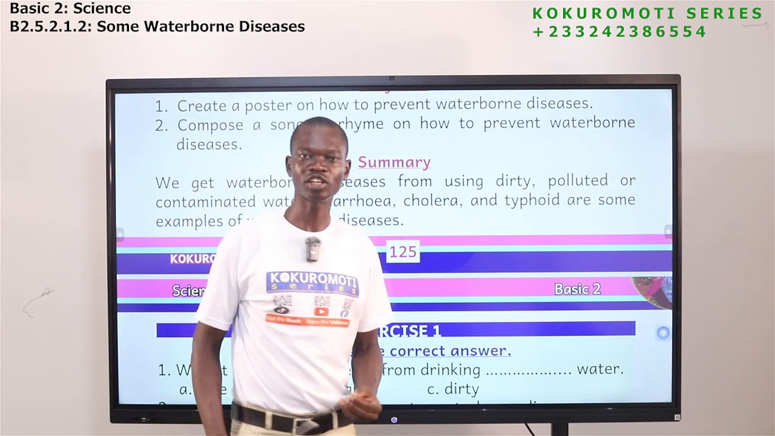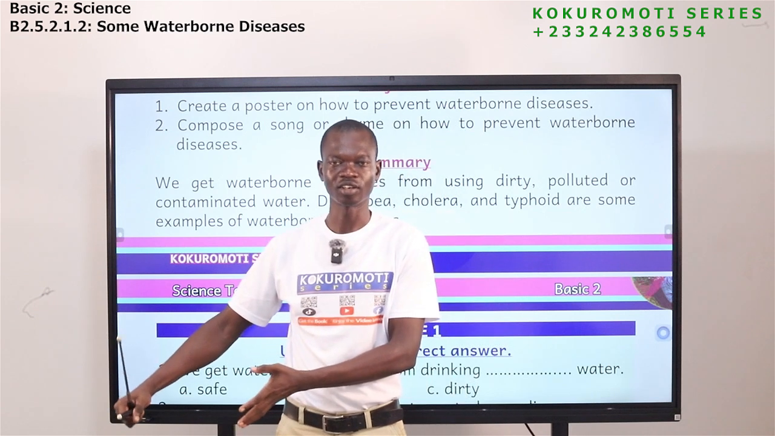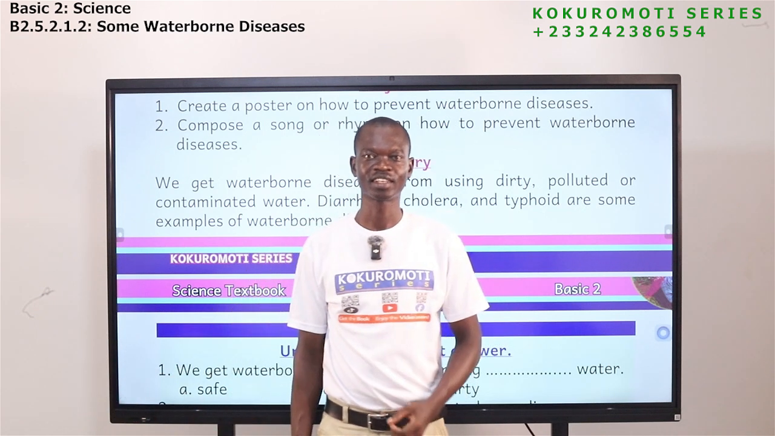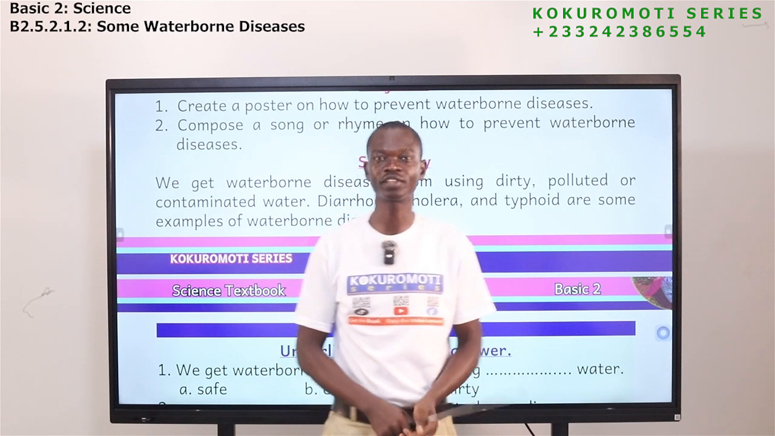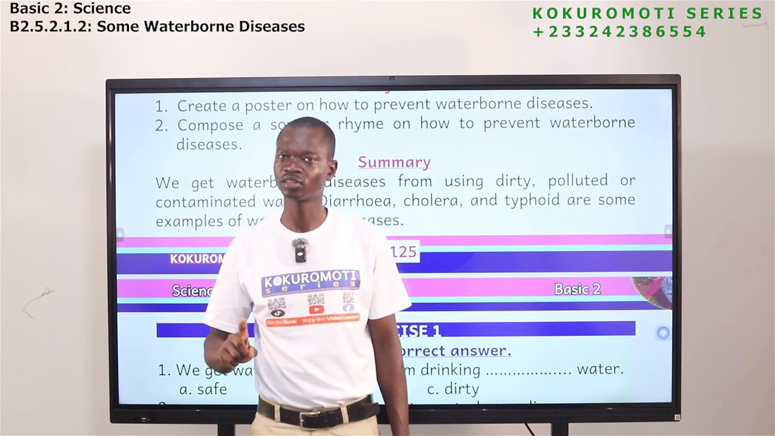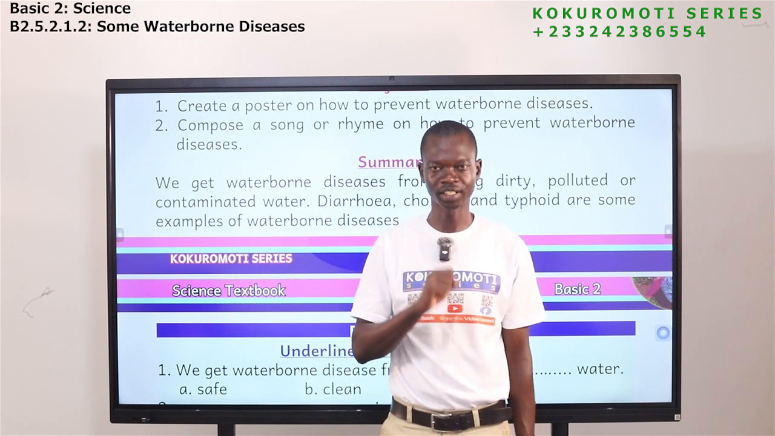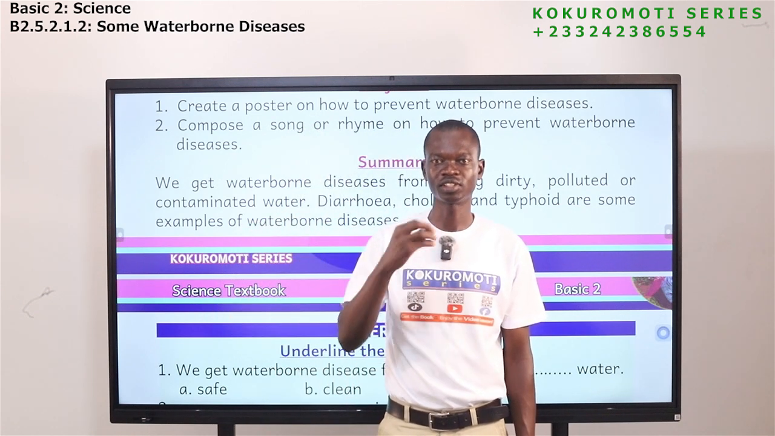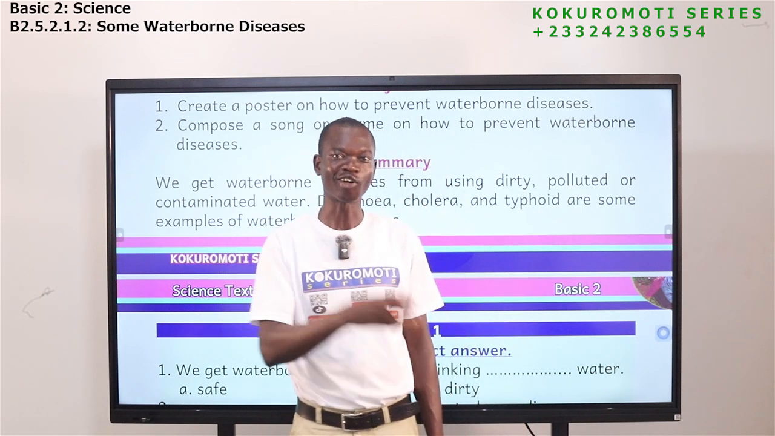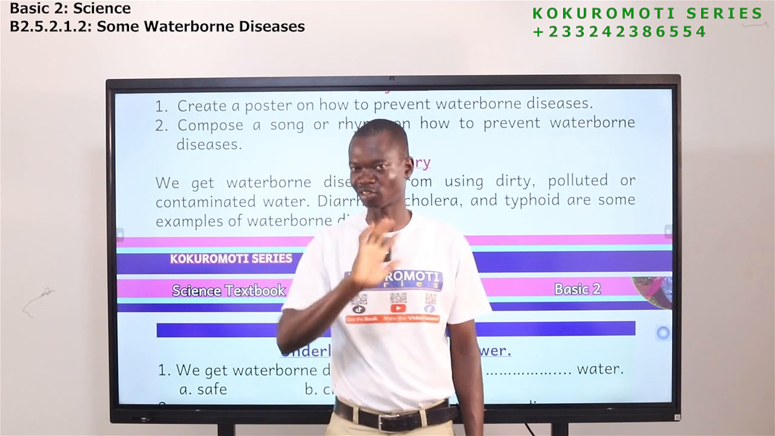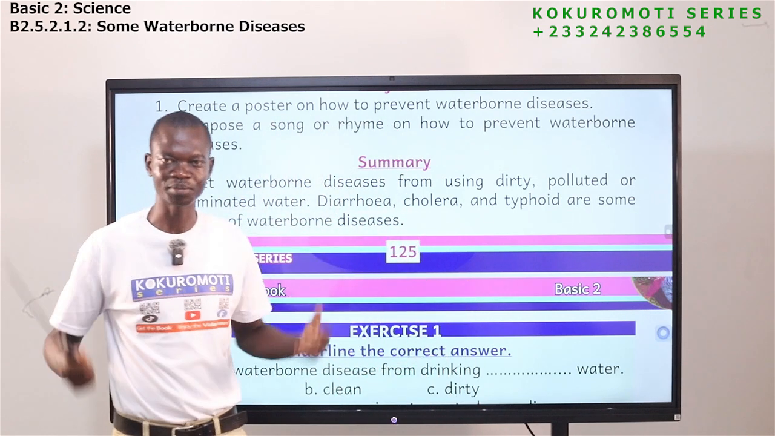The next thing that you should also do to prevent yourself from getting waterborne diseases is to drink clean or safe water. So if you are drinking water and the water is not clean, don't drink. If the water is not safe, don't drink. If you see that the water has color, or you can see solid particles in it, don't drink it. So if you do these things, you see that you get prevented.